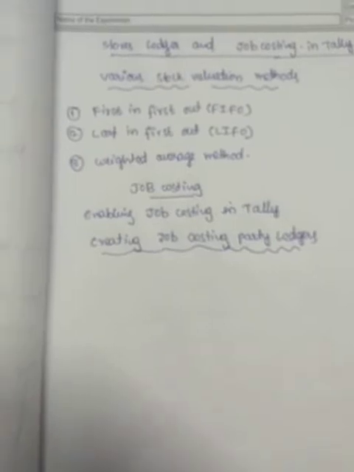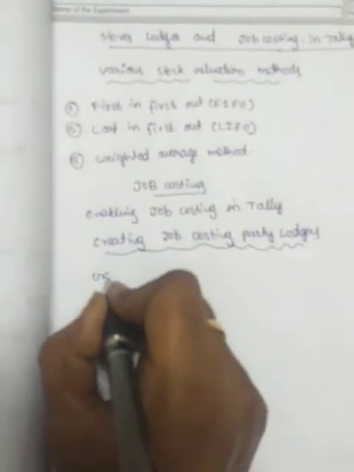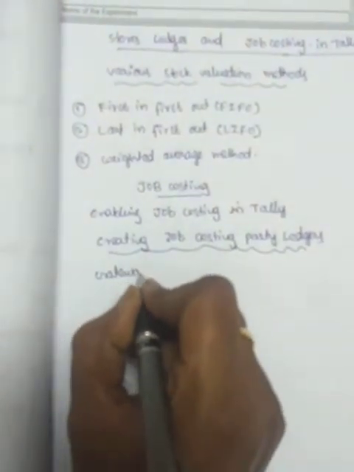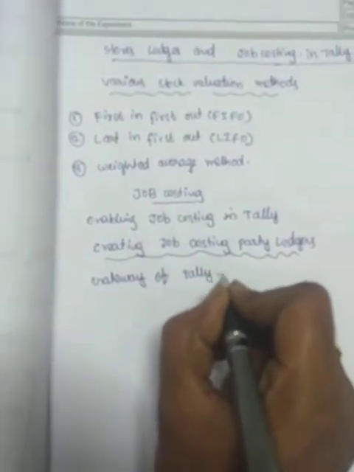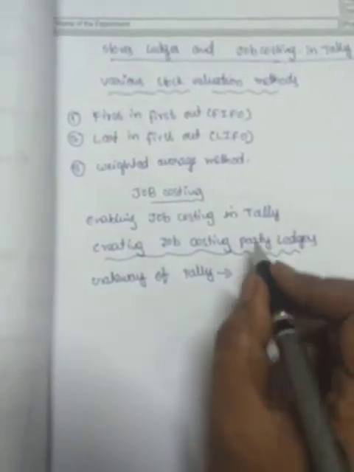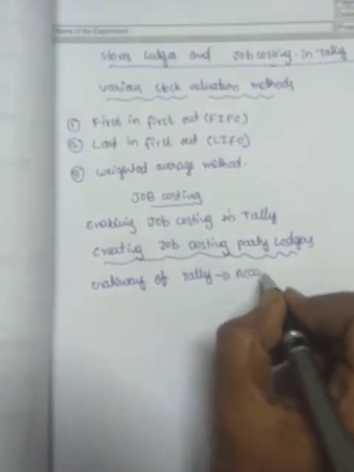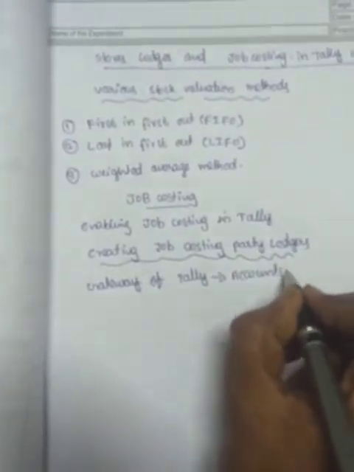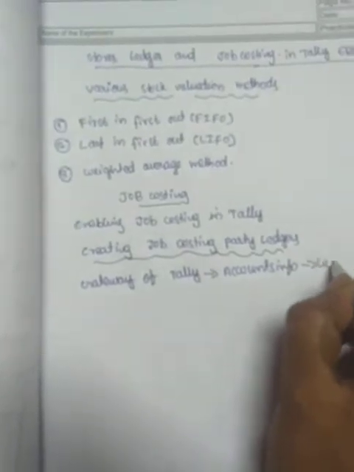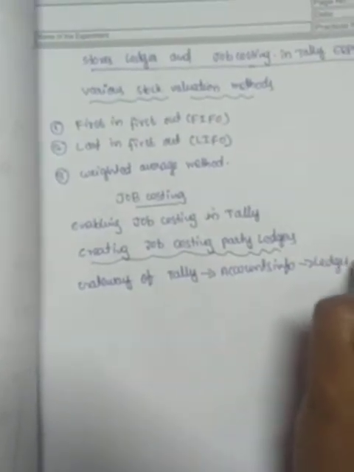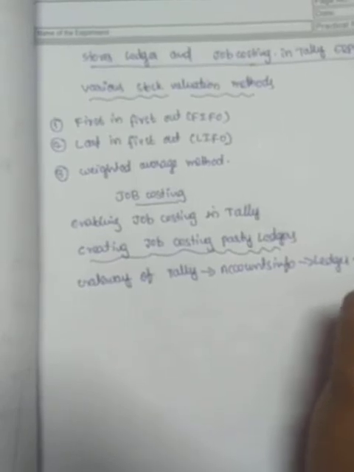So the procedure is: Gateway of Tally, arrow mark, Accounts Info, arrow mark, Ledger, Create.